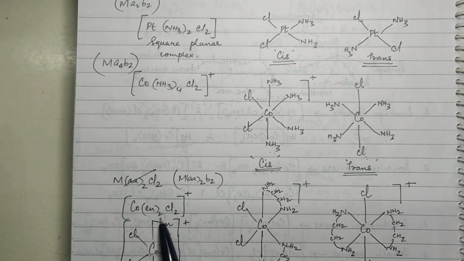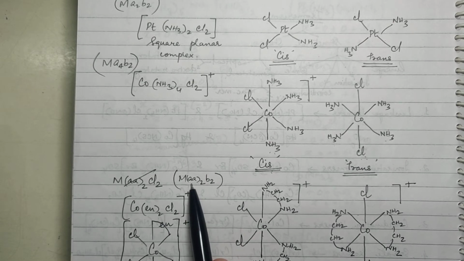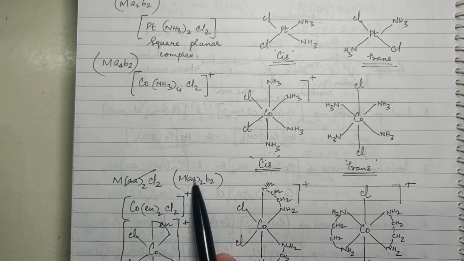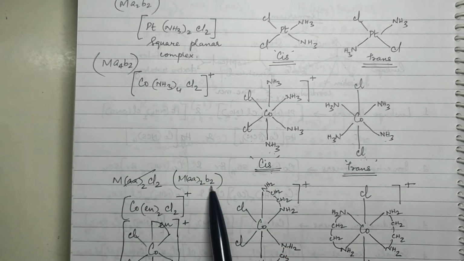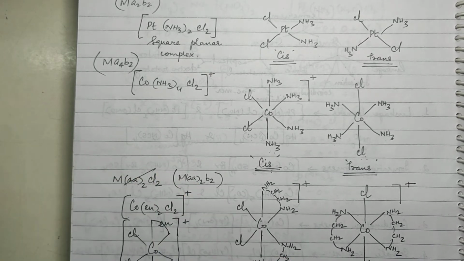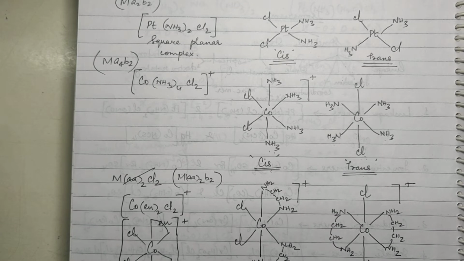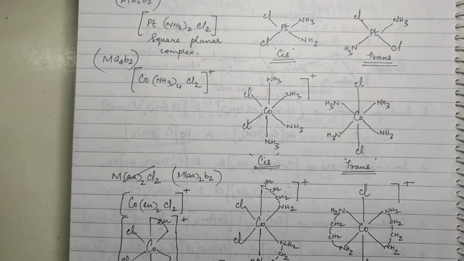Now how do you write? Now here, bidentate, when I say each ligand is having 2 donor atoms, and 2 such ligands will have 4 donor atoms, plus 2 B. So a total of 6 is the coordination number. Now 6 is the coordination number means the geometry will be octahedral.